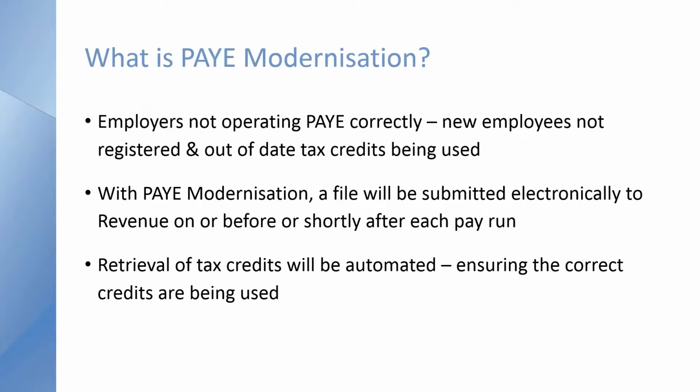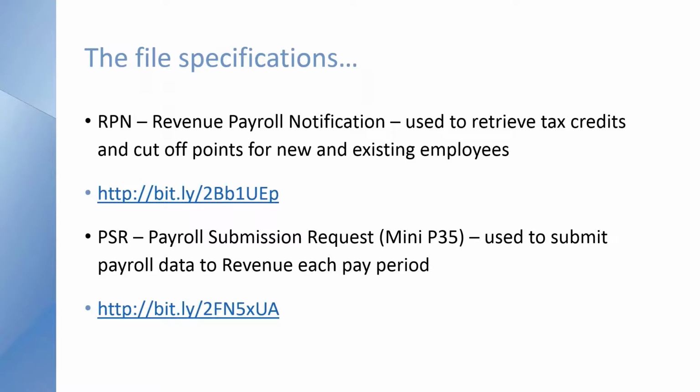So essentially a file, and let's call it a mini P35, will be submitted electronically to Revenue on or before each pay run. In most cases, this means the file is submitted either weekly or monthly. Also, the retrieval of tax credits will be automated, which should ensure that the correct credits are being applied by employers.